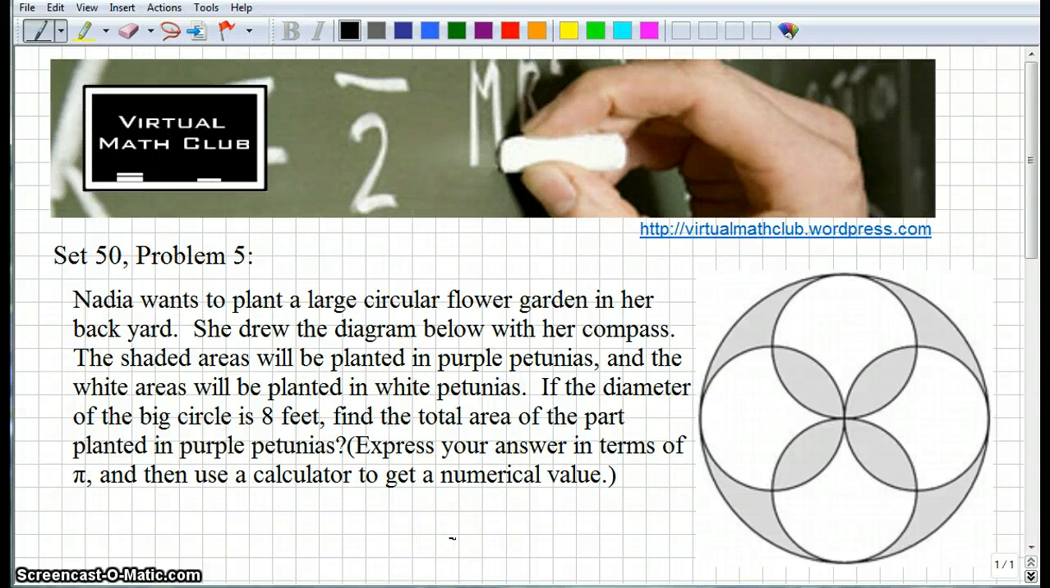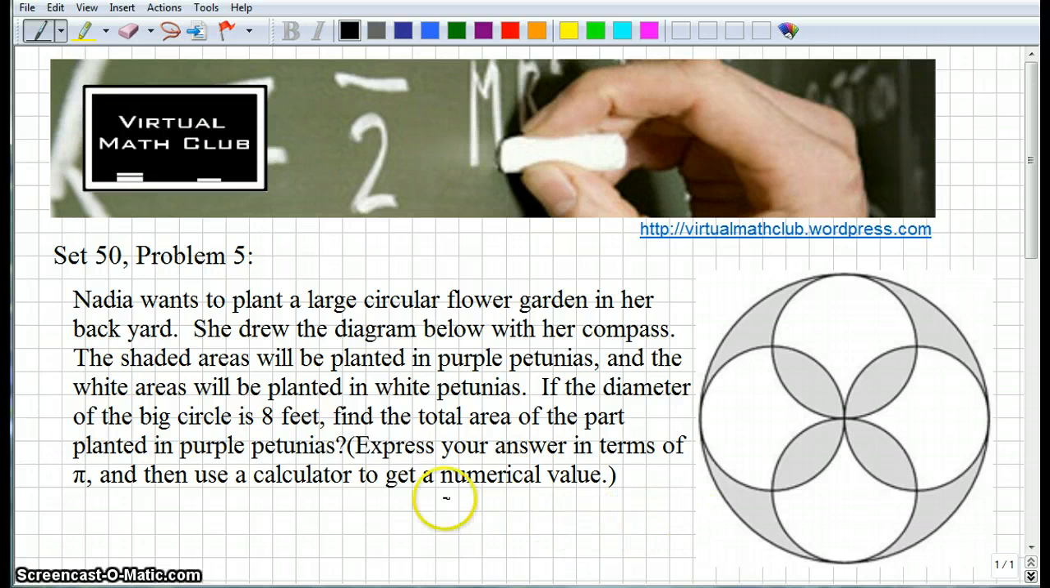Problem number 5. Nadia wants to plant a large circular flower garden in her backyard. She drew the diagram below with her compass. The shaded areas will be planted in purple petunias, and the white areas will be planted in white petunias. If the diameter of the big circle is 8 feet, find the total area of the part planted in purple petunias. Express your answer in terms of pi and then use a calculator to get a numerical value.